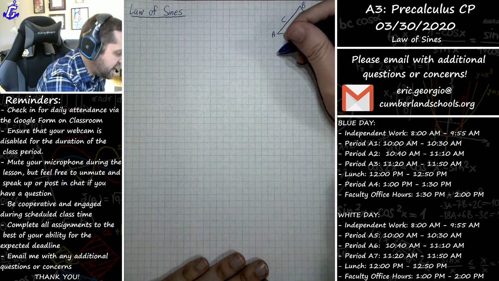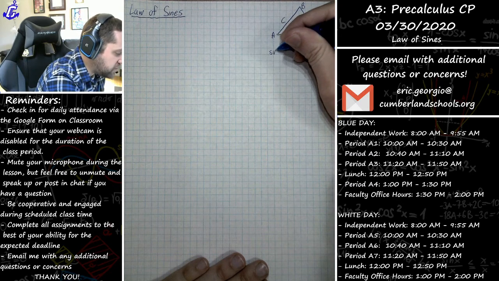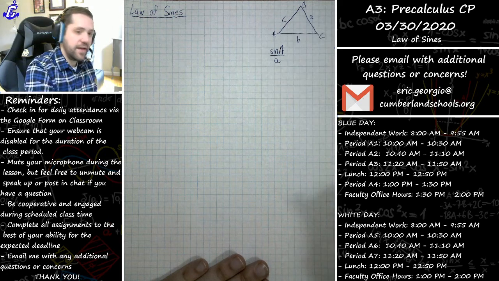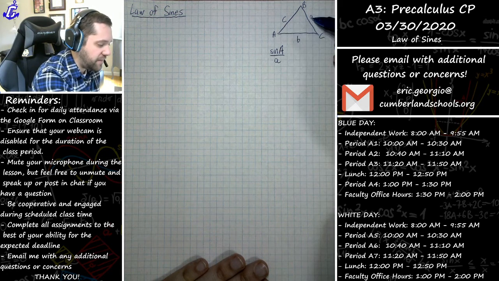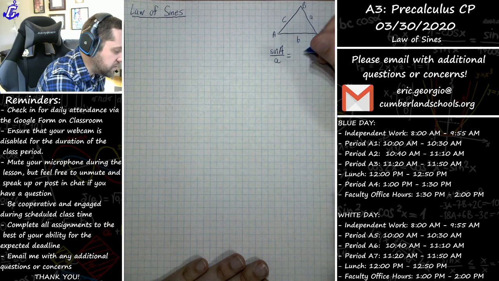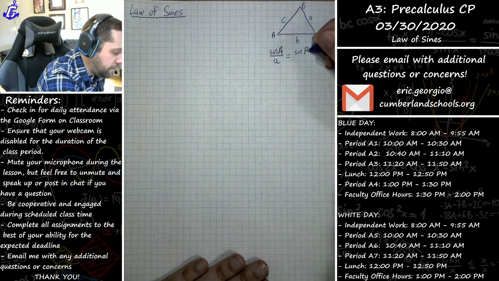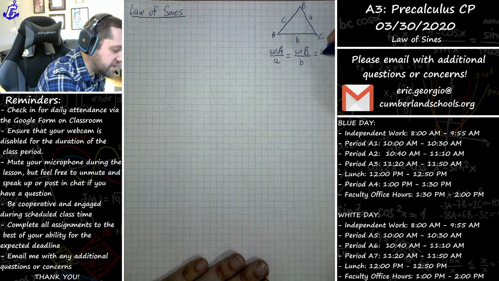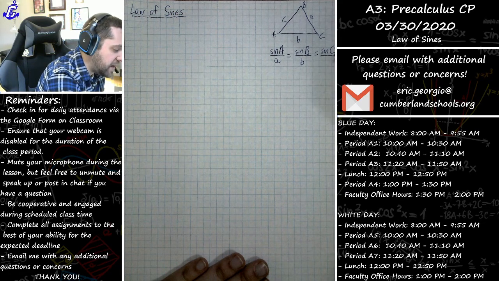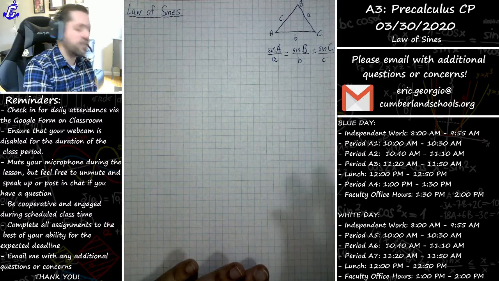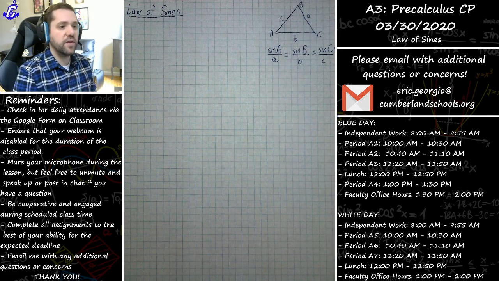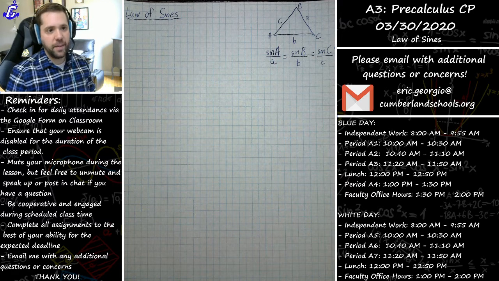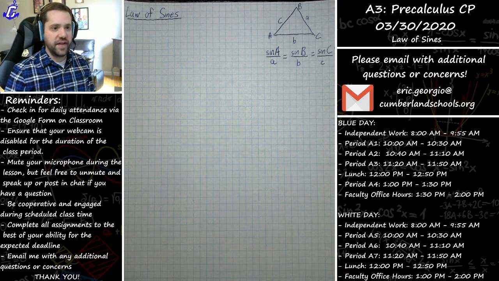Then we can say it is true that in any triangle, not just a right triangle, any triangle, the sine of angle A divided by side A is equal to the sine of angle B divided by side B. And that's also equal to the sine of angle C divided by little c.